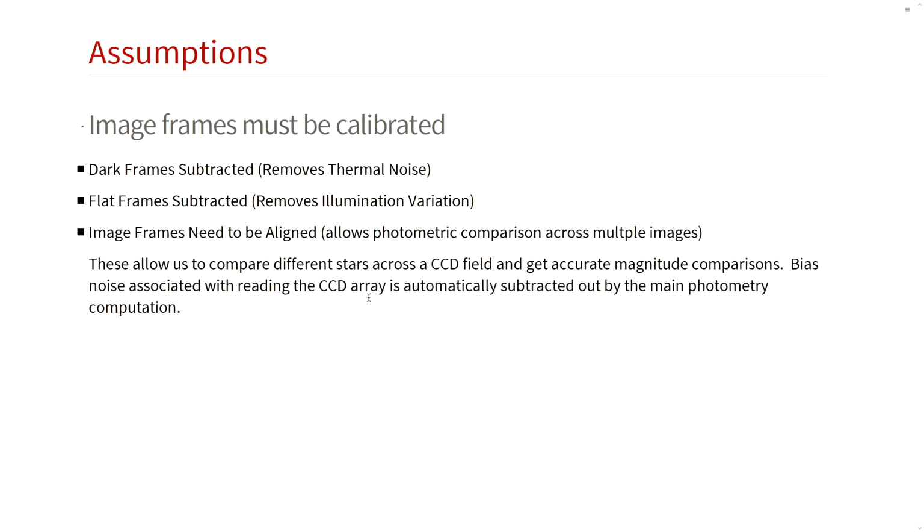There's also another type of noise called bias noise, but we don't have to worry about that for this sort of calculation because that just gets subtracted out when we do the photometry.